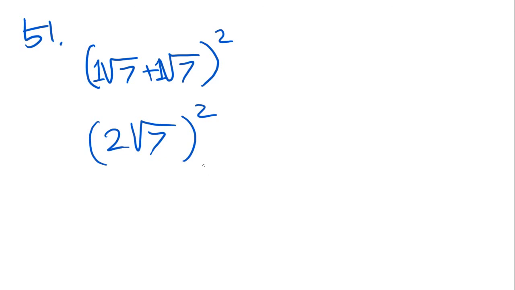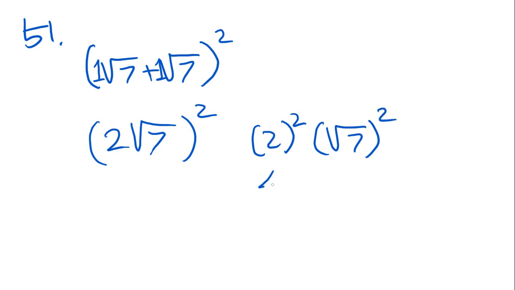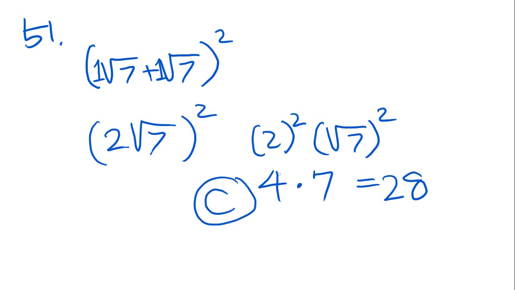And that's the same as saying 2 squared times square root of 7 squared. And that is the same as saying 4 times 7. And that is 28. That is answer choice C.